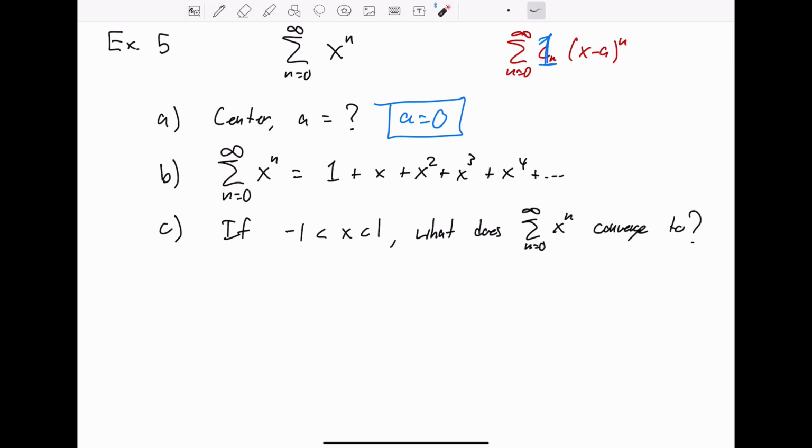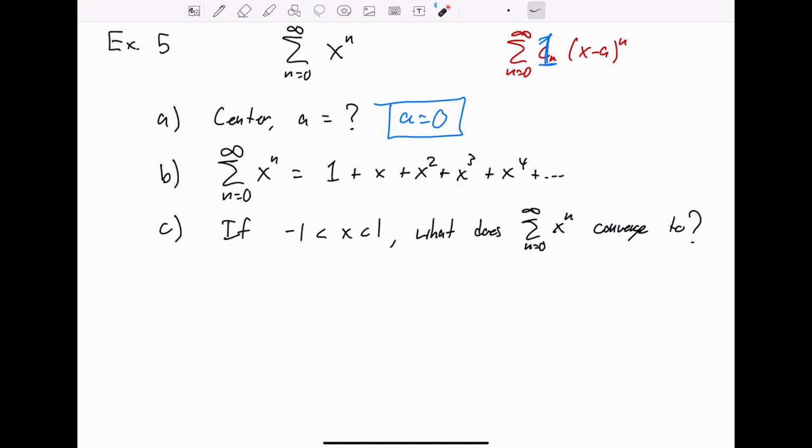This question might seem a little bit mysterious. How are we supposed to know whether or not this power series converges? We haven't talked about convergence of power series, so how do we know what happens here? Well, look at the form of the power series. 1 plus x plus x squared plus x cubed. This is a power series, yes, but it's also another special kind of series. What kind of series is this? This is a geometric series.